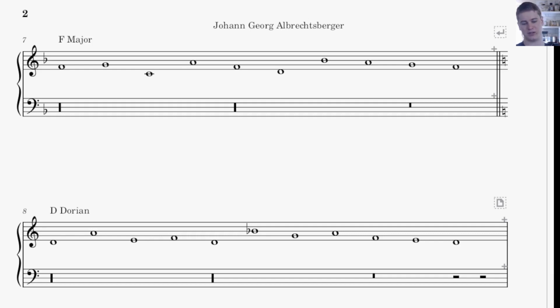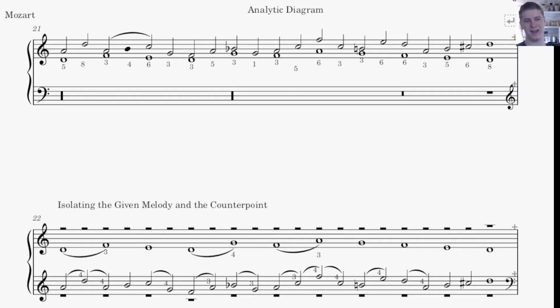Next, it's good to understand which scale degrees are actually forming each interval. And also next, being able to sing the melody out loud or in your head is also a really good exercise. Of course, it's always good to create the analytic diagrams.